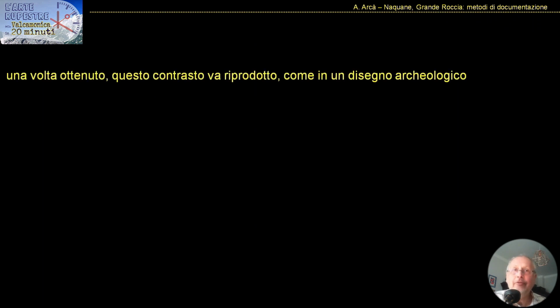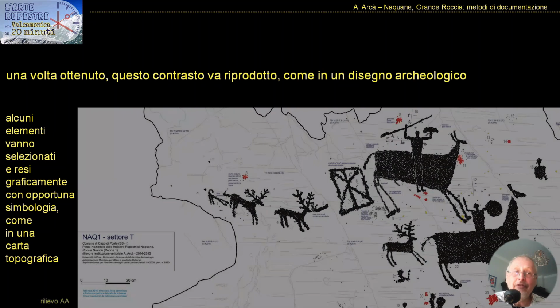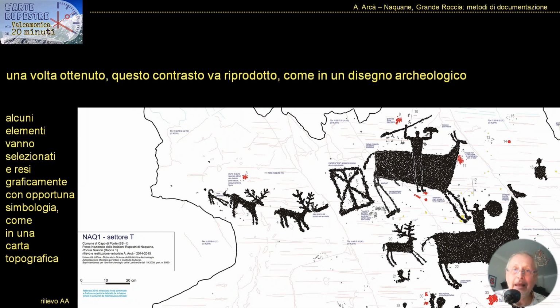Once obtained, the contrast must be recorded, not only by photographic means, but also by tracing. The iconographic tracing achieves the same results and has the same purposes as a technical archaeological drawing. In fact, it is necessary to select the most relevant elements and reproduce them graphically, using appropriate symbolism.